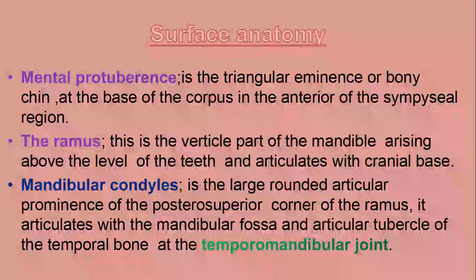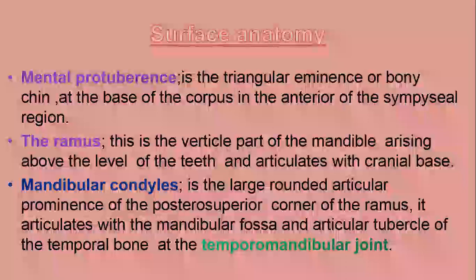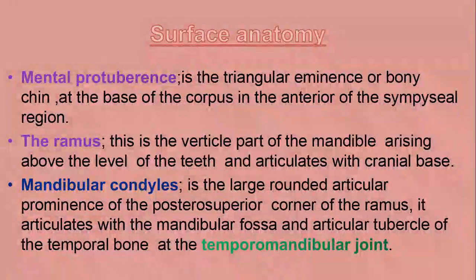The mental protuberance is the triangular eminence, or bony chin, at the base of the corpus in the anterior of the symphyseal region. The ramus is the vertical part of the mandible rising above the level of the teeth, and it articulates with the cranial base.